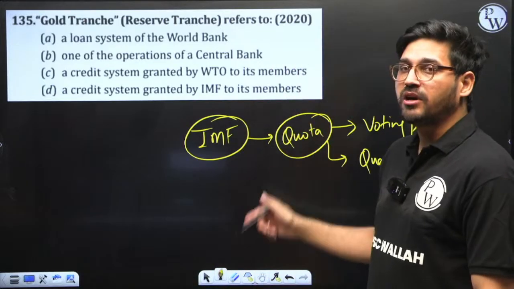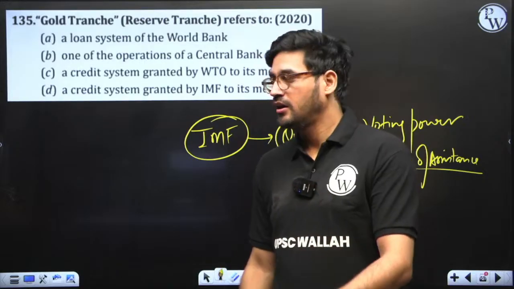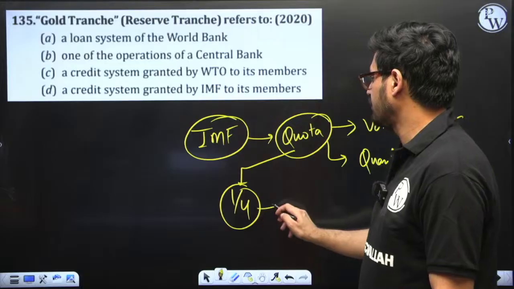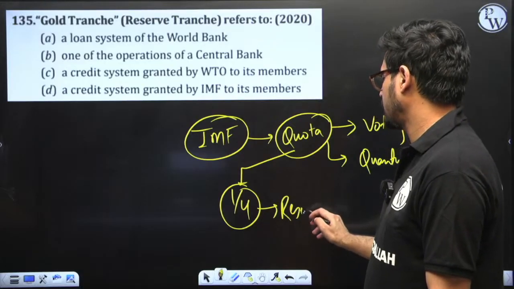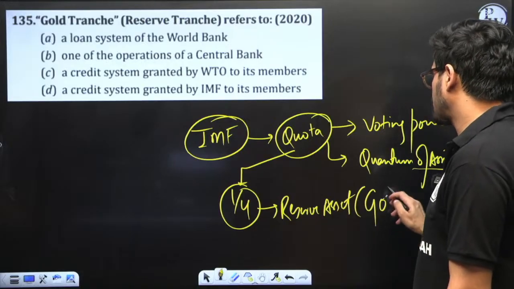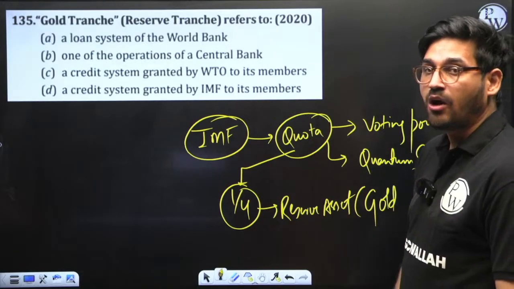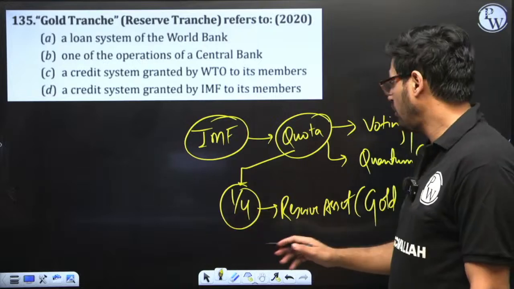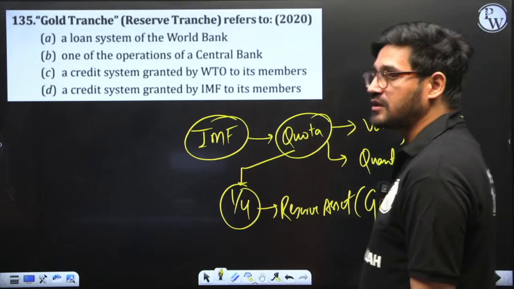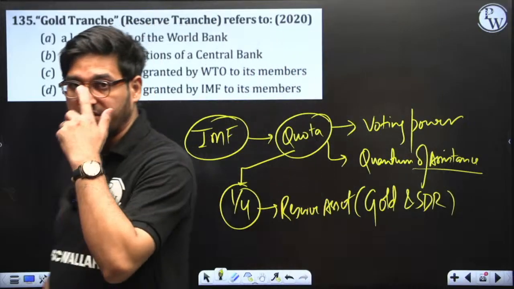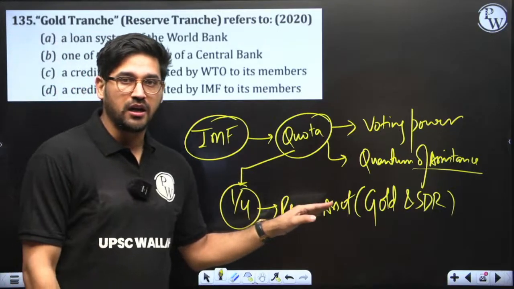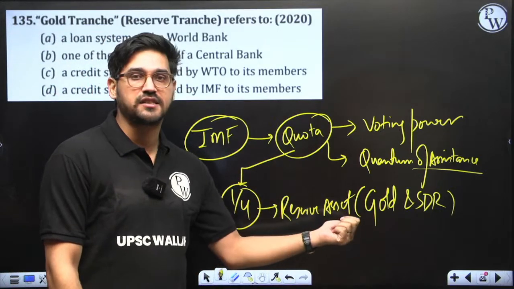Now, every member has to pay its quota. 1/4 of the quota has to be paid in the form of a reserve asset. This reserve asset previously used to be only gold. Now, in fact, gold and dollar. Now, this is gold and SDR. SDR is also a reserve asset created by the IMF itself. So, 25% of your contribution of the quota has to be made in the form of reserve assets.